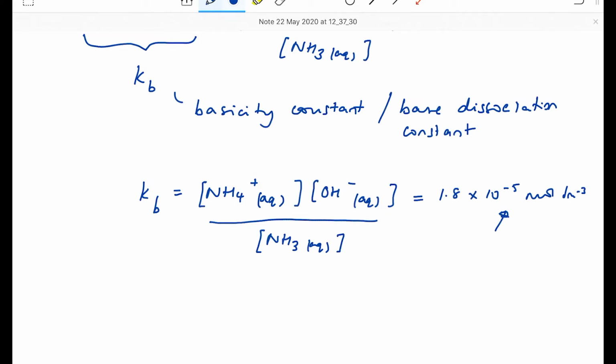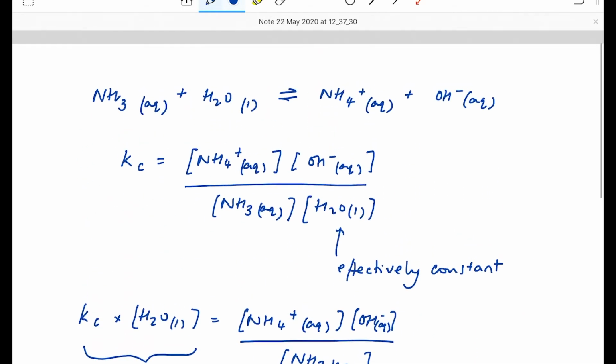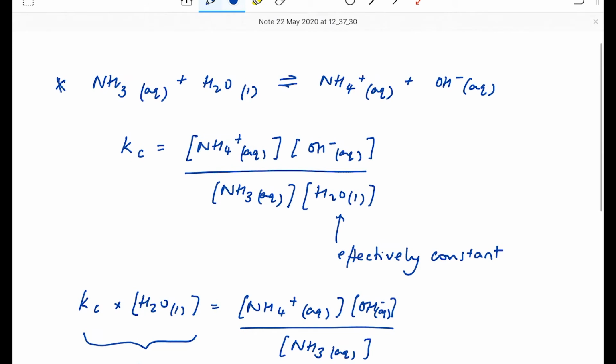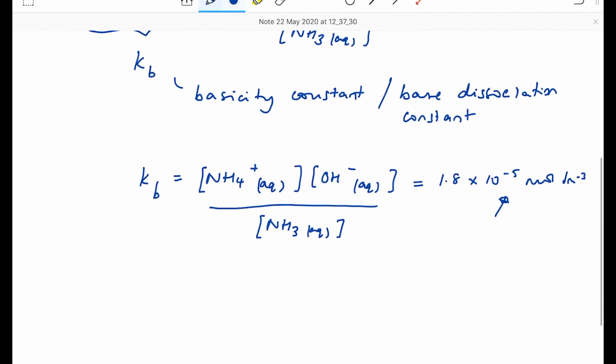What does that tell us? It tells us the position of equilibrium for this reaction lies very strongly to the left. Not many ammonia molecules react with water to form hydroxide ions and ammonium ions. And again, the use of the word reaction is probably more accurate than that of dissociation in terms of bases.